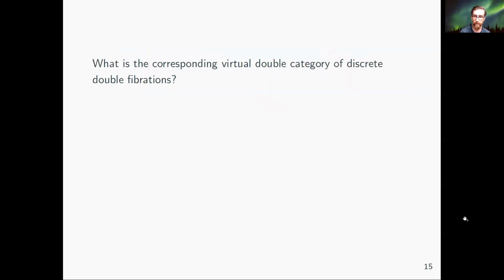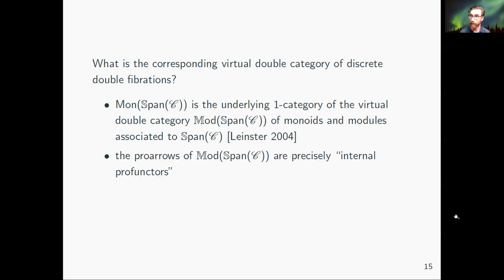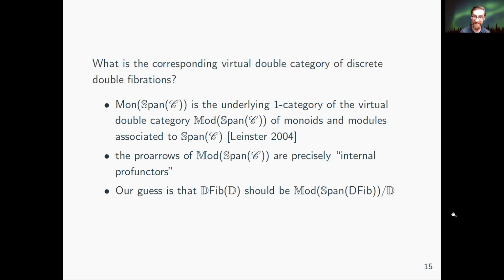Now, the corresponding virtual structure on discrete double fibrations is the following. Let's just recall that monoids in spans in a category are the same thing as category objects in that category. But such monoids are also the underlying one category of the virtual double category of monoids and modules in spans in that category. And the modules are internal profunctors. So we should be guessing that dfib over D as a virtual double category should be some sort of fiber or slice of monoids and modules in span in dfib. And so we can make this definition.